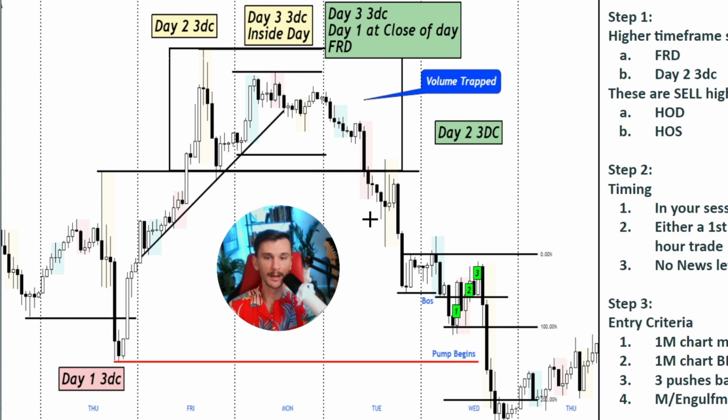Now we get a bit of a first red day here. Day 1 is, or it's going to become day 1 at the close of this day. Day 1, 3-day cycle. Following day in the direction of the peak formation. This is all a peak formation at the high of the current week. Volume trapped. I am trading in the direction after first red day, back down towards where that pump began.